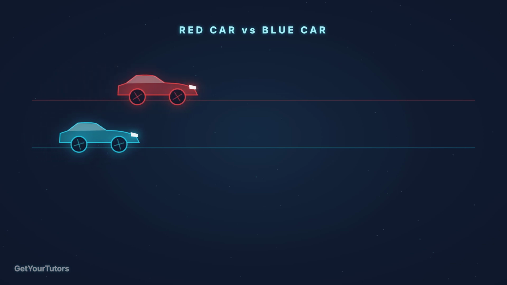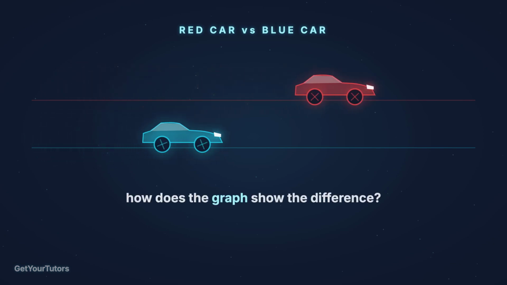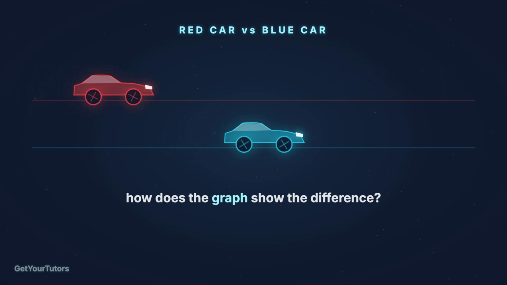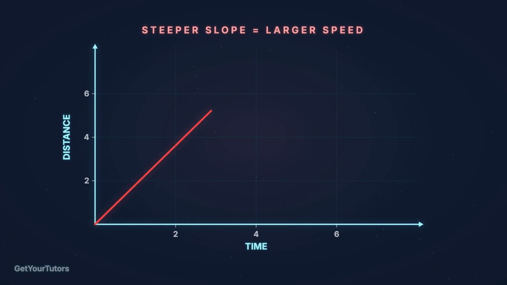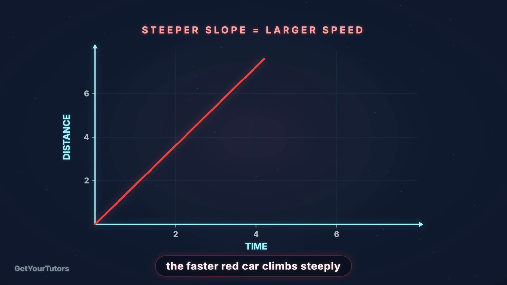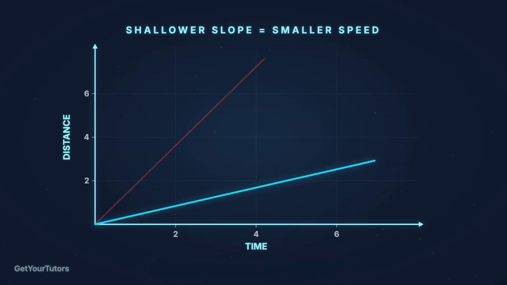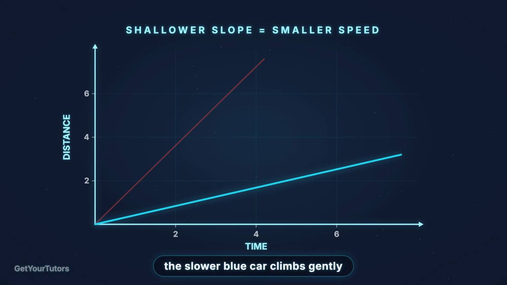Now, let us race two cars. The red car travels much faster than the blue car. How does the graph visually show this difference? Look at the steepness, or the gradient. The faster red car has a radically steeper slope. A steeper slope always dictates a larger speed. The slower blue car produces a much shallower slope. It covers significantly less vertical distance for every horizontal second that smoothly passes by.